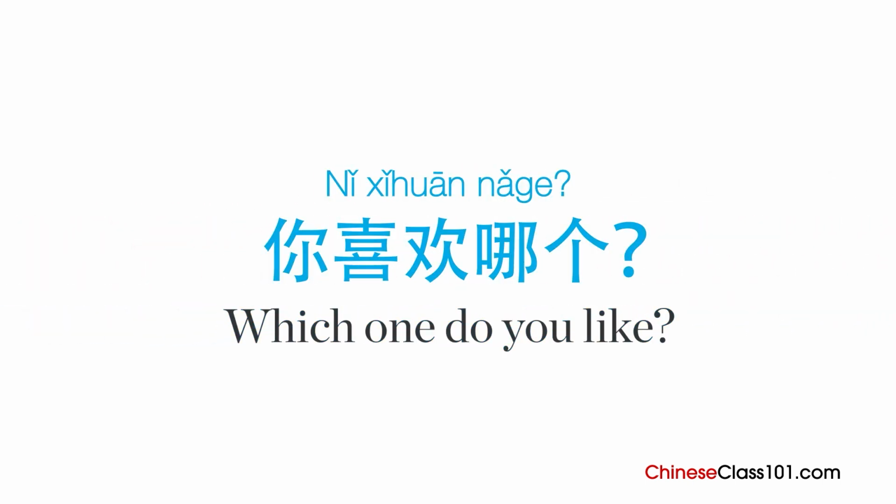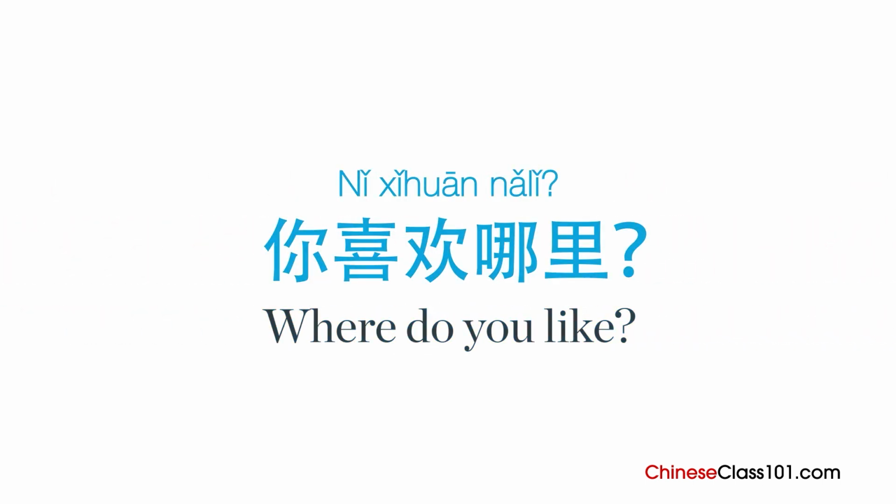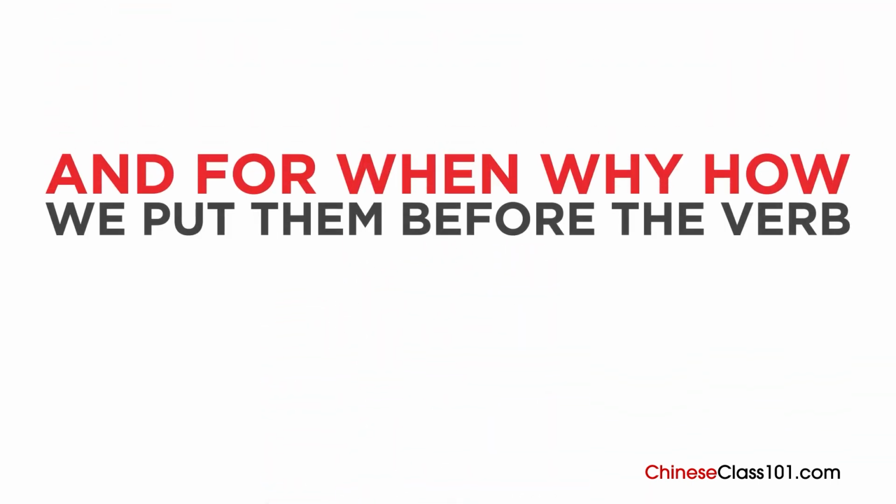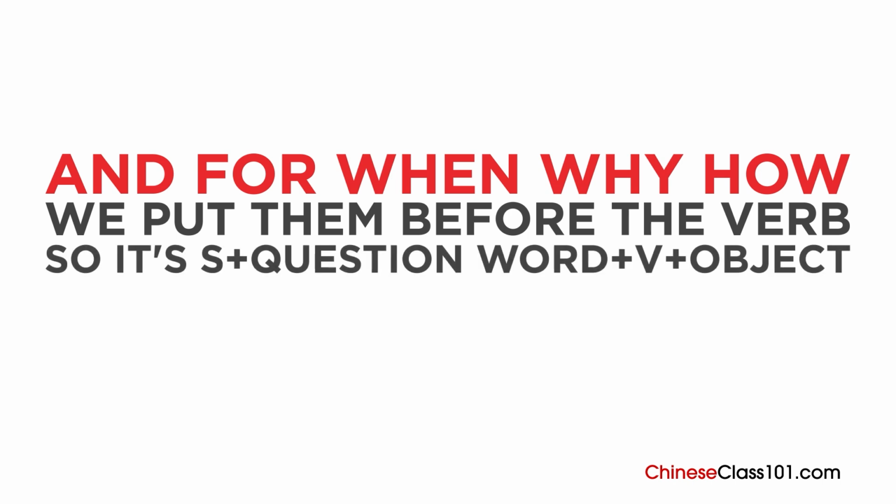你喜欢哪个？你 you 喜欢 like 哪个 which one. Where do you like? 你喜欢哪里？你 you 喜欢 like 哪里 where. And for the rest of the question words, we put them before the verb, so it's subject, question word, verb, object.